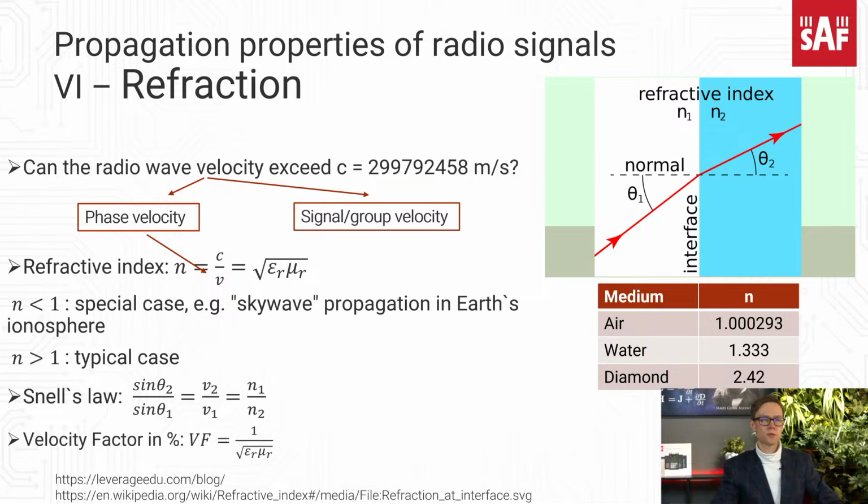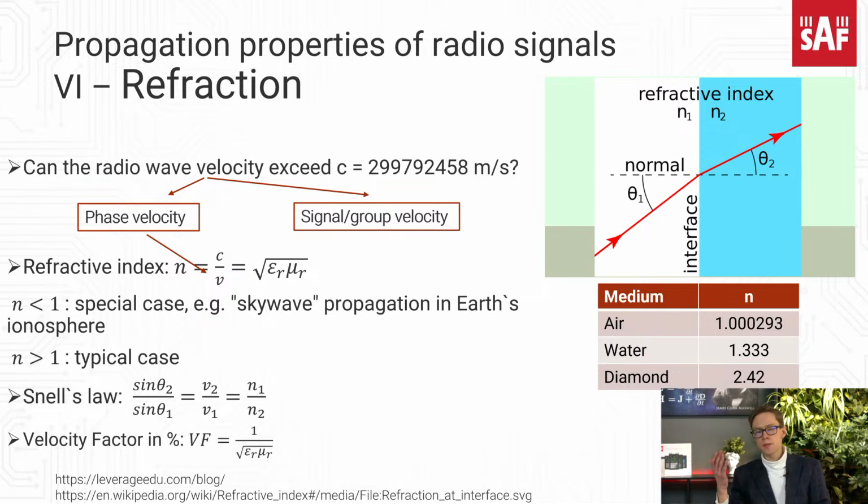Another parameter which can be derived from this is the so-called velocity factor, which is expressed in percents. It is abbreviated as VF, and this is the opposite to the refractive index. So we divide the phase velocity of propagation by the speed of light in vacuum, and we get this inverse relation which shows us how fast the signal travels in any medium, compared to the light wave in vacuum.